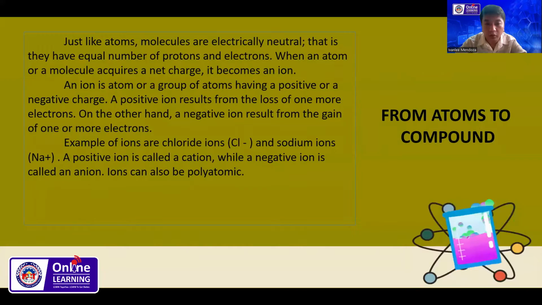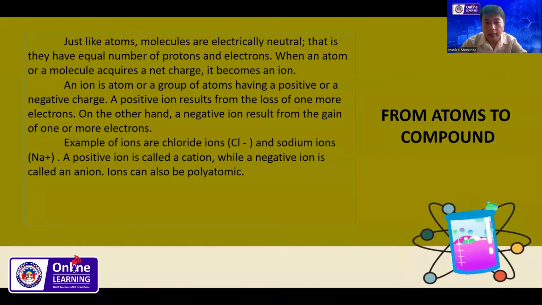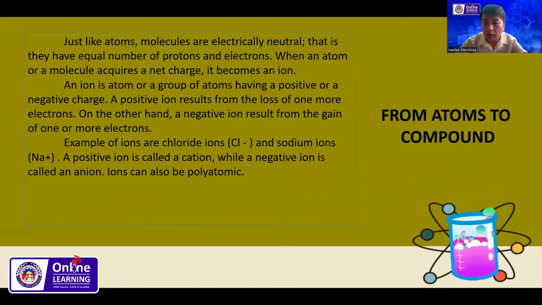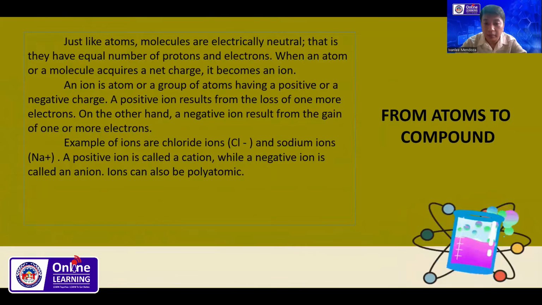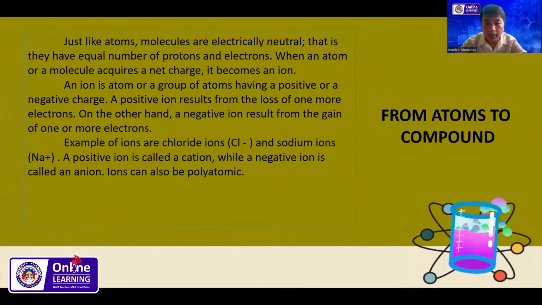A positive ion results from the loss of one or more electrons. On the other hand, a negative ion results from the gain of one or more electrons. Now, examples of ions are the chloride ion, or Cl negative, and the sodium ion, that is Na positive. A positive ion is called a cation, while a negative ion is called an anion. Ions can also be polyatomic.